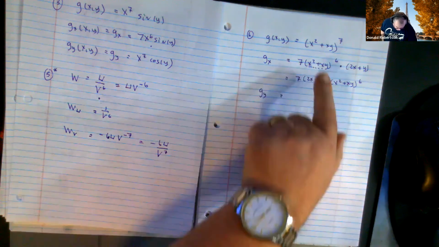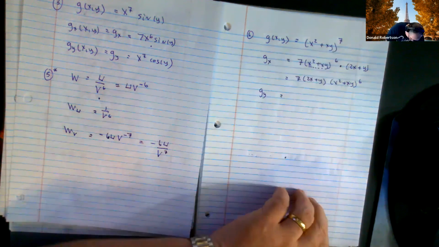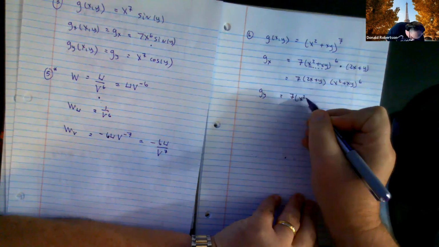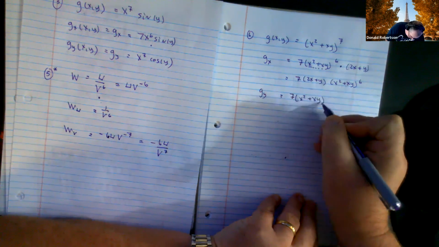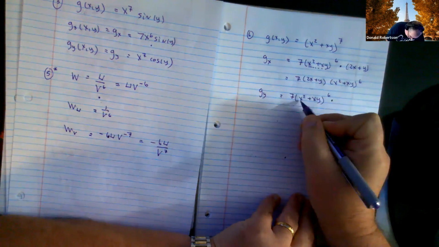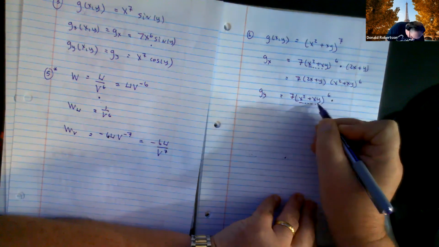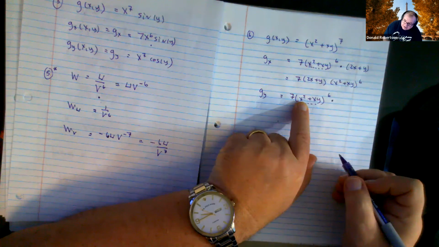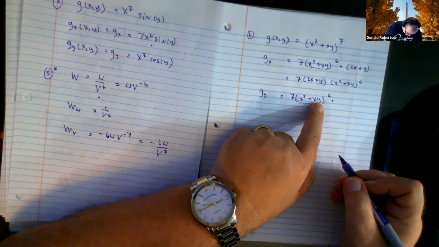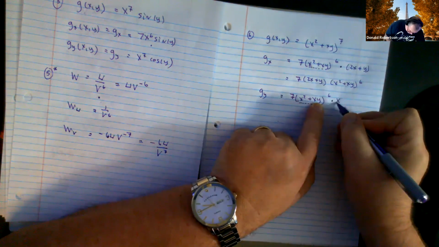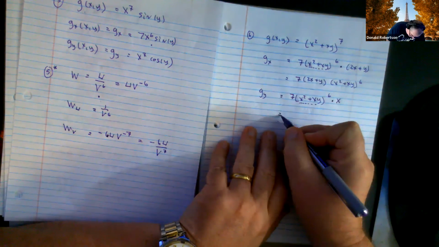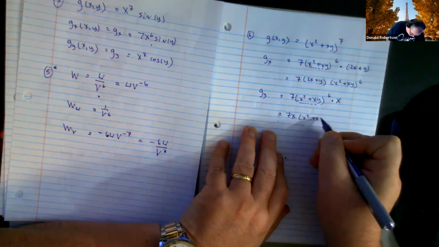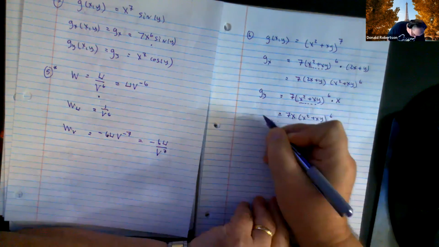Now, if you do this fella with respect to y, it's still a general chain rule. It's 7 lots of this guy to the power of 6 times the derivative of this with respect to y. That guy gets you nothing, and this guy with respect to y just gets you an x. That's all you get. And so it's 7x, x squared plus xy to the 6.